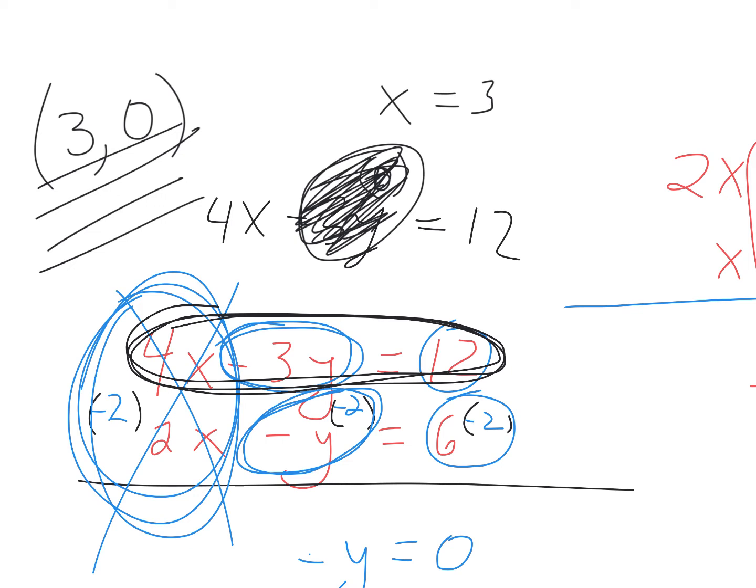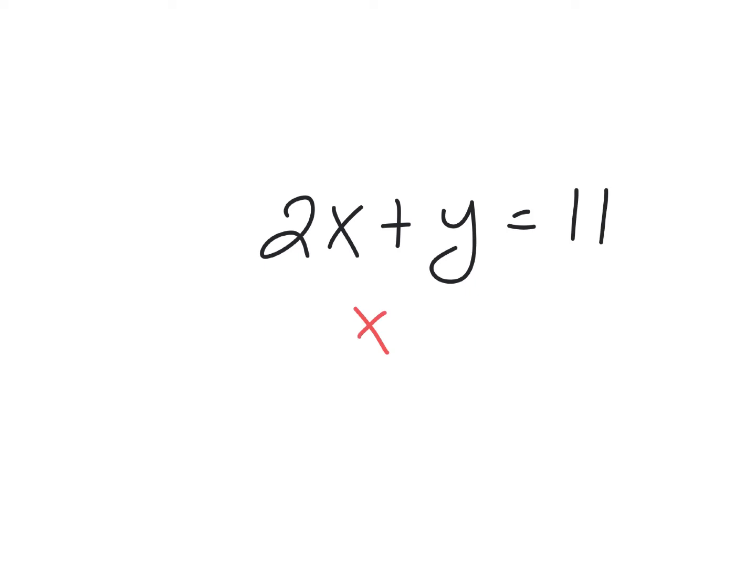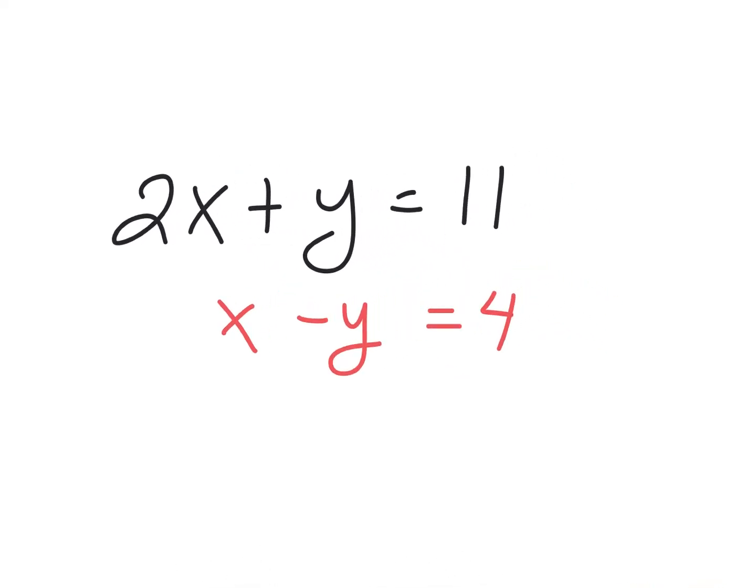Okay, then the last kind is called substitution. So let's do a couple substitutions. 2x plus y equals 11. Write that one down. Okay, and then underneath it, we're going to write x minus y equals 4. That's a system of equations.